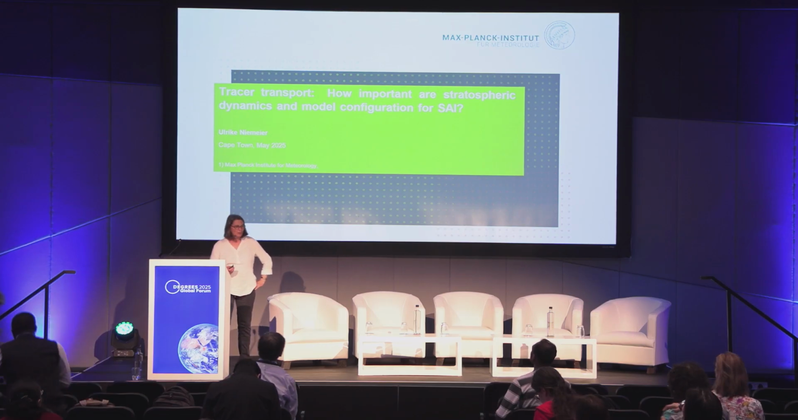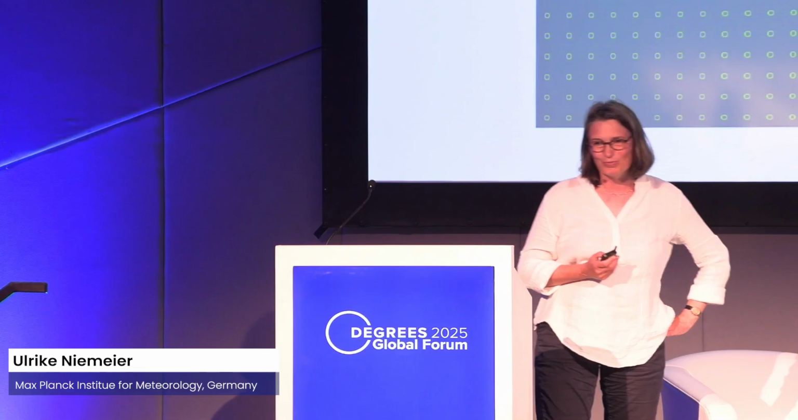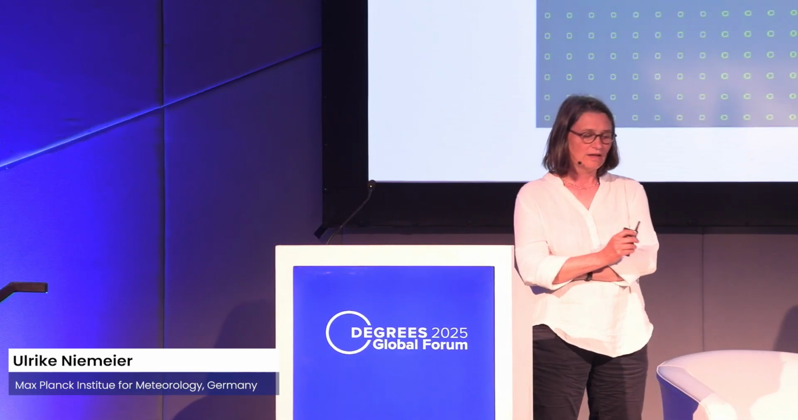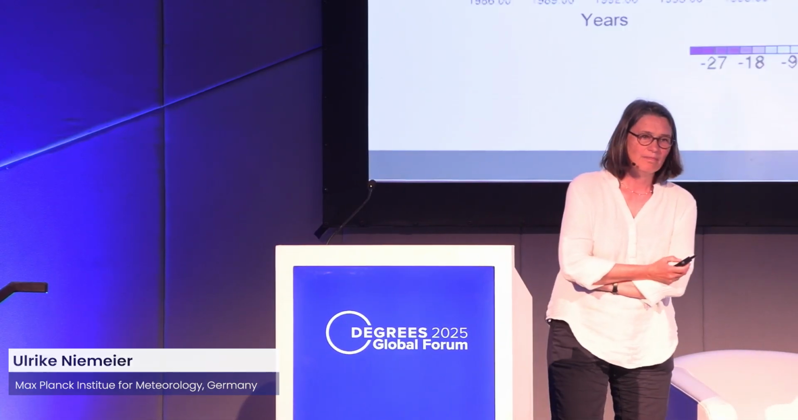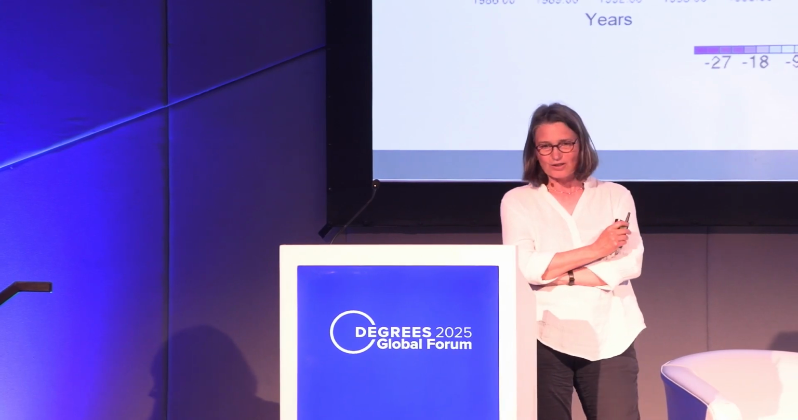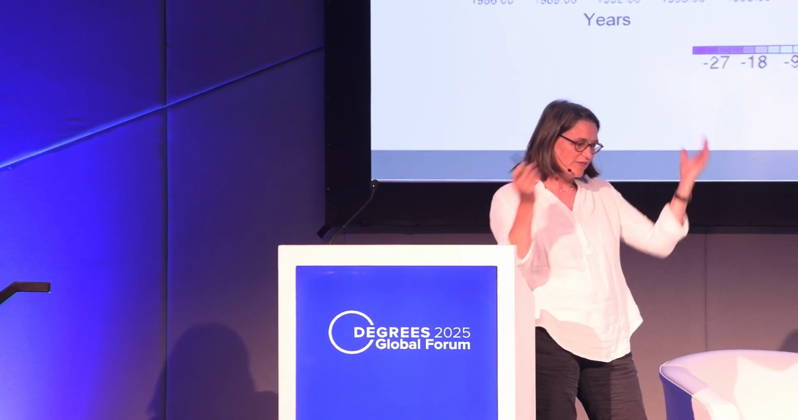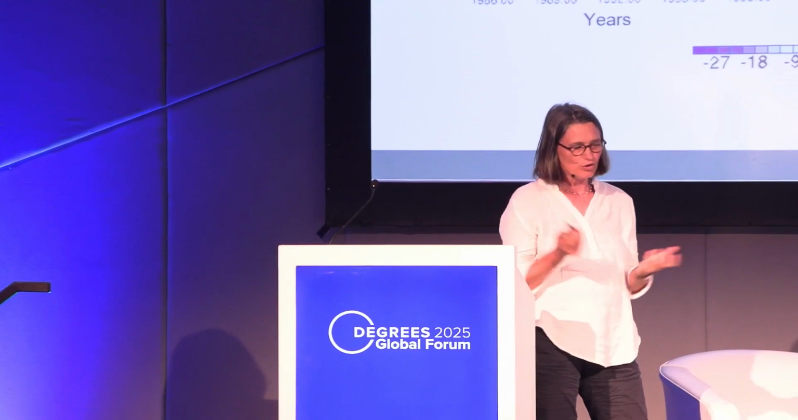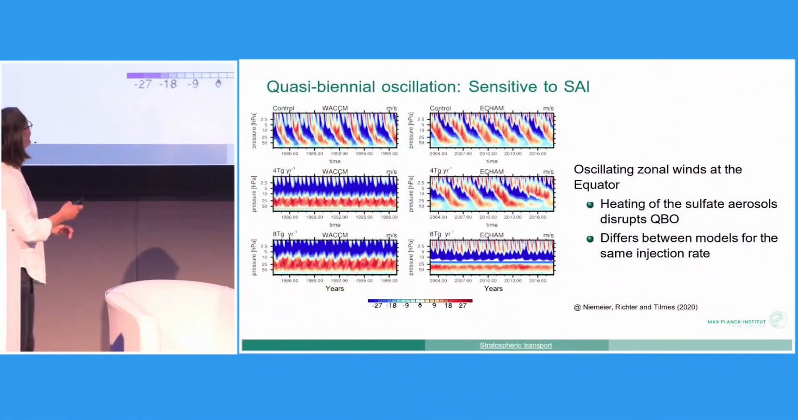Thank you very much. I'm going to talk about tracer transport and how important this might be. I hope it will not be too specific. Many years ago, I'm a modeler at heart and deeply into GeoMIP, we realized that in our computer experiments, when we inject sulfate into the stratosphere, we destroy the so-called QBO, the quasi-biennial oscillation, which can be seen here.